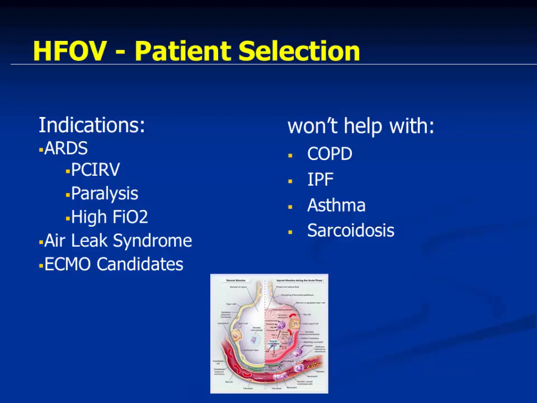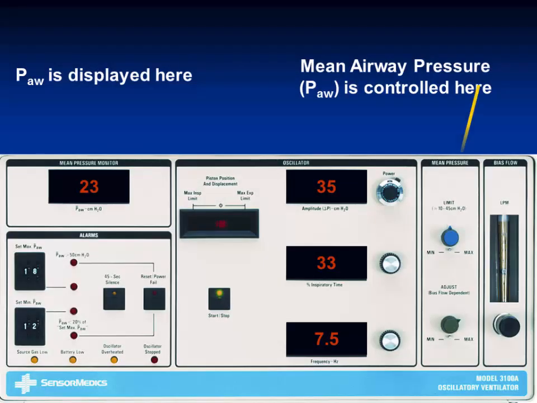So indications are ARDS, where you are using a pressure control inverse ratio ventilation, where you are using paralysis, and where the very high FiO2 is there, where air leak syndrome is already there, and those patients where you are planning to put ECMO. It won't help with the COPD, with the pulmonary fibrosis, with the asthma patients and sarcoid patients, because as you know, all these patients are non-recruitable patients, so it won't work there.